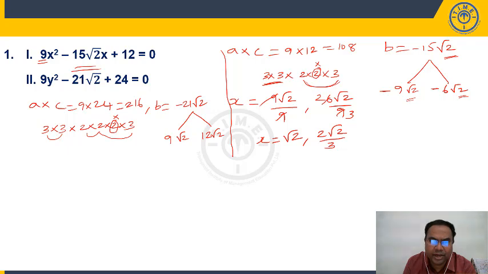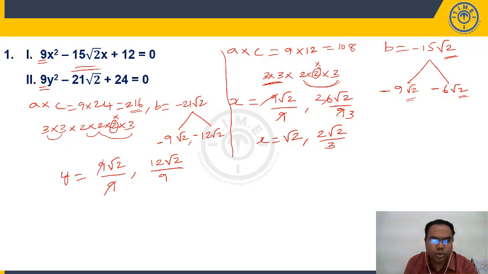9 into 12 is 108. Root 2 into root 2 is 2. 108 into 2, we are getting product as 216. But we should get minus 21 root 2. So this should be minus 9 root 2 minus 12 root 2. While writing the roots, we will change the sign. Minus 9 root 2 will become plus 9 root 2 divided by coefficient of y square, that is 9. Comma, minus 12 root 2 will become plus 12 root 2 divided by 9.